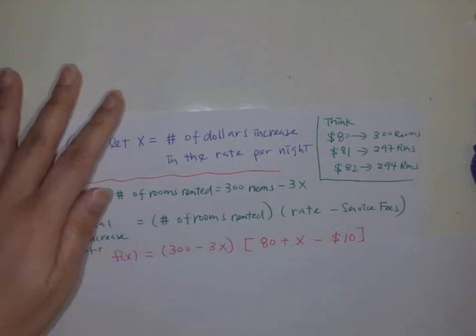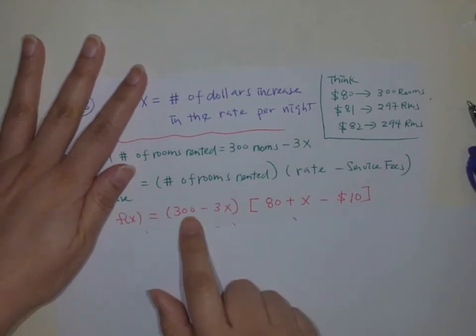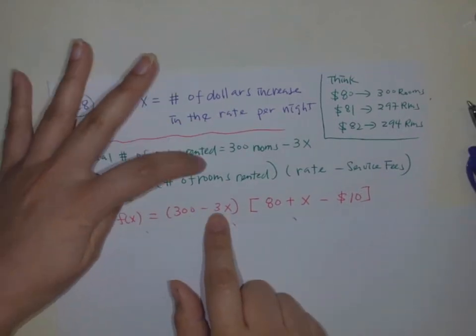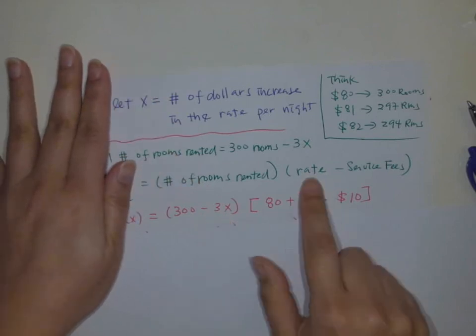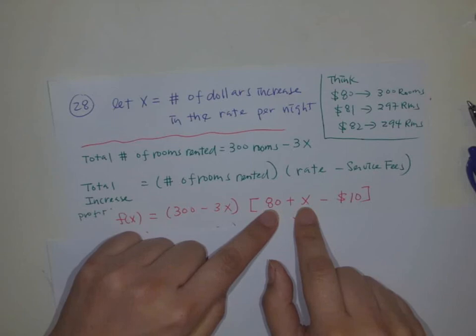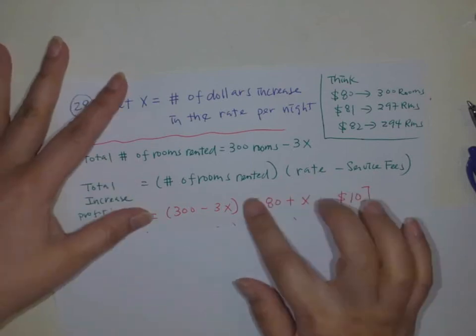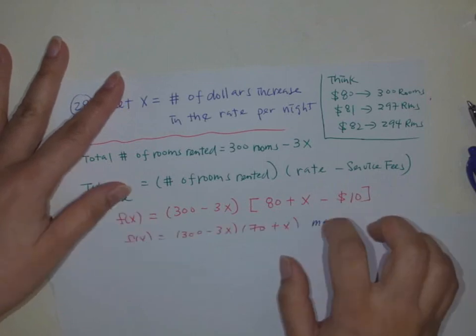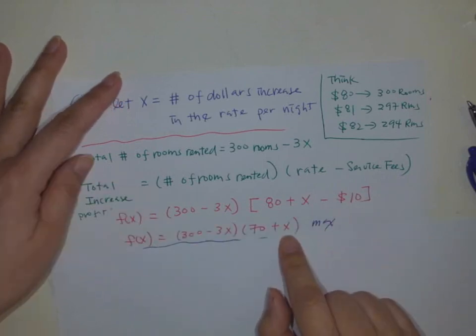Okay, so the function is 300 rooms, subtract 3x, is how many rooms you're planning to rent out, and then the rate would be $80 plus how many dollars you're going up, but make sure you subtract $10 per room. So this is the per room rate. We try to clean it up a little bit, combine like terms, so we got that.